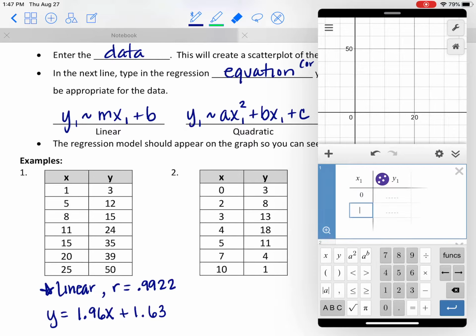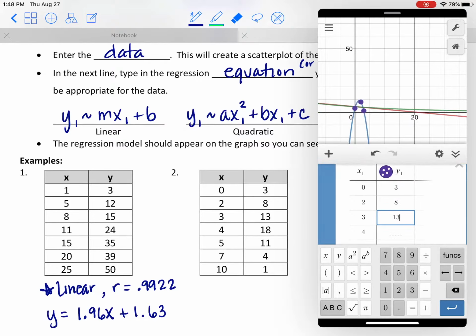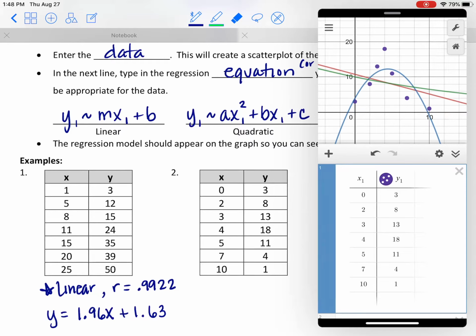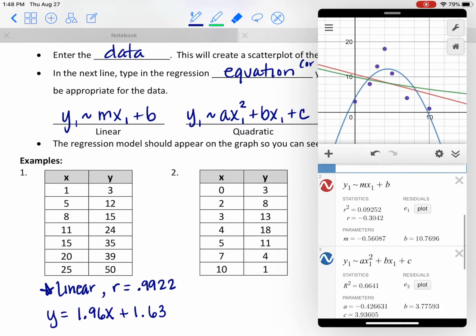All right, so now new data. 0, 2, 3, 4, 5, 7, and 10. And then over here, 3, 8, 13, 18, 11, 4, and 1. Now, again, I'm going to hit the little plus sign just to zoom this a little bit better. The data appears to be going up and coming back down. I think just by looking at the data, it's probably going to be parabolic. But let's look at the 3 models.